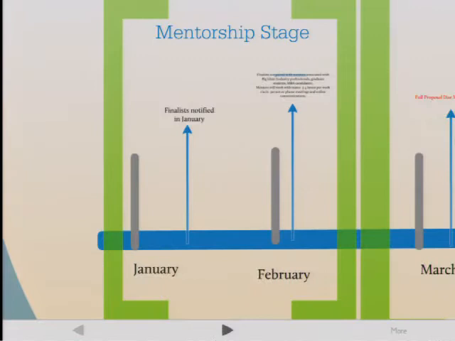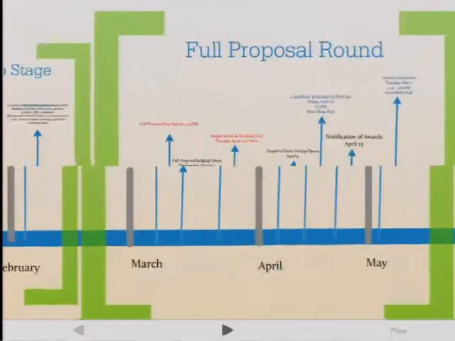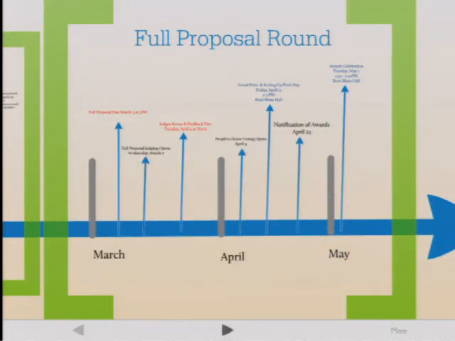Finalists were notified in January, and then they started a mentorship stage. In order to increase support, we had student teams assigned with mentors if they wanted, and they've been working with mentors throughout the month of February to take into consideration the pre-proposal judge feedback and fine-tune their projects in preparation for their full proposal submission. And now we're in the full proposal round. The full proposals are actually due today at 5 p.m. So our finalists are busily finishing those up.